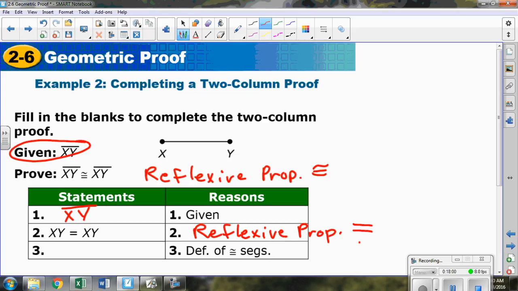Lastly, we have the definition of congruent segments. That's our prove step. Segment xy is congruent to segment xy. You'll notice the problem begins with the given and it ends with the prove. That's how a 2-column proof, that's how all proofs should be. Then we've just got to figure out the reasons in the middle.